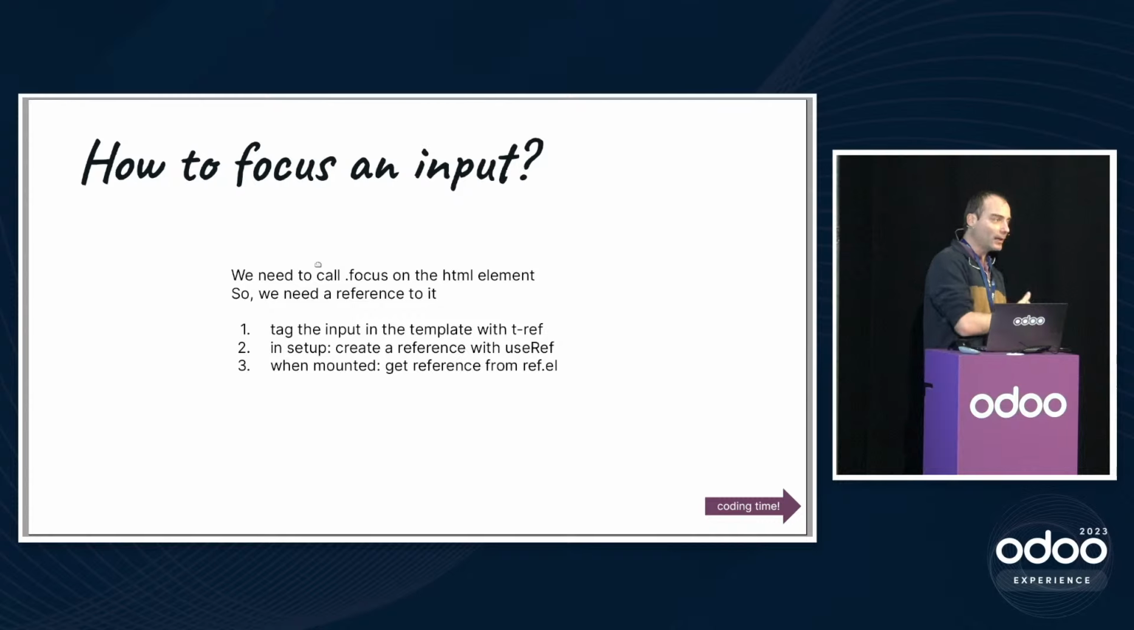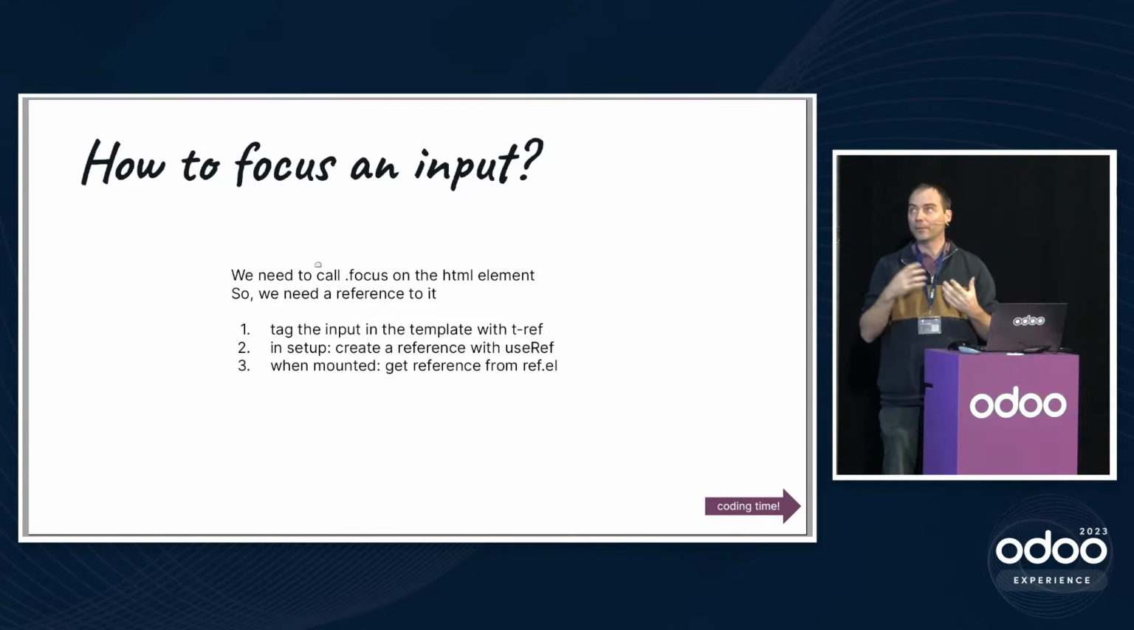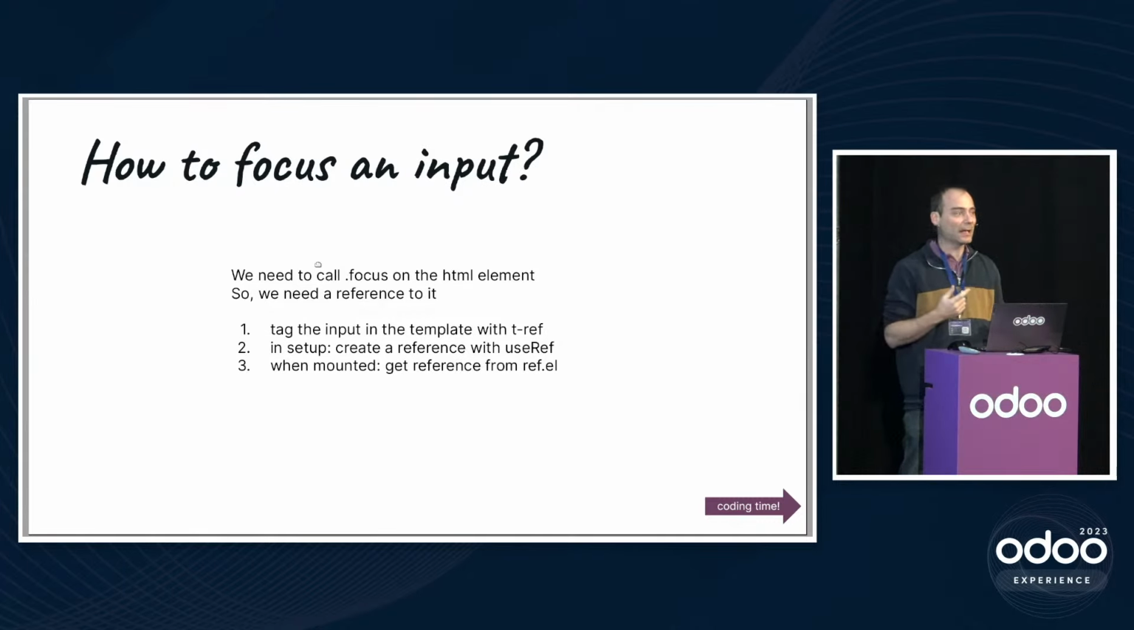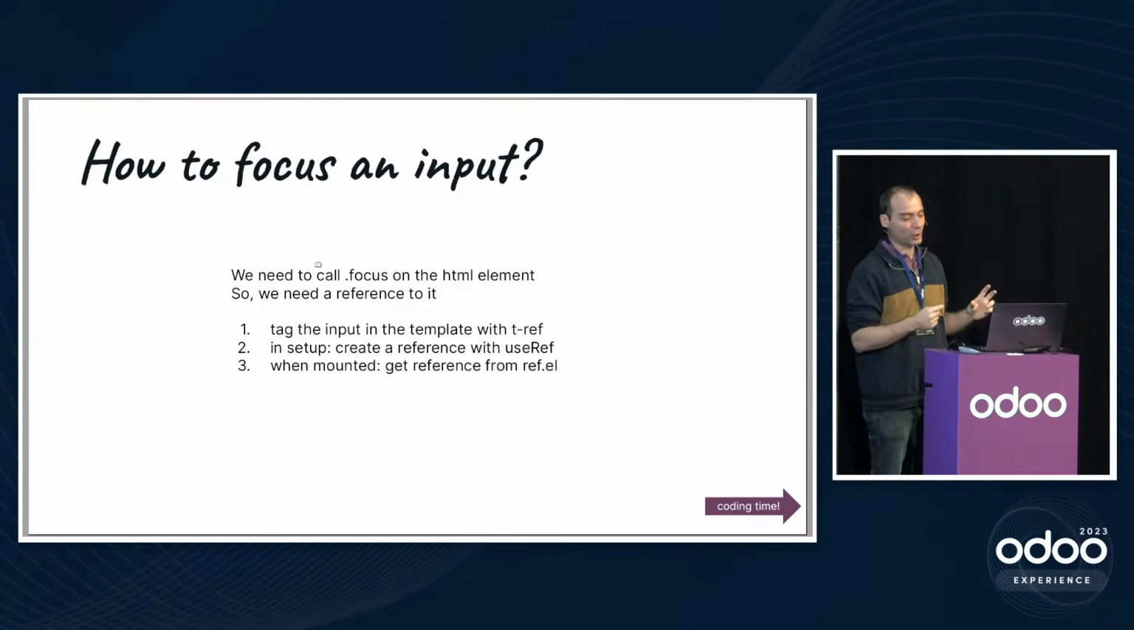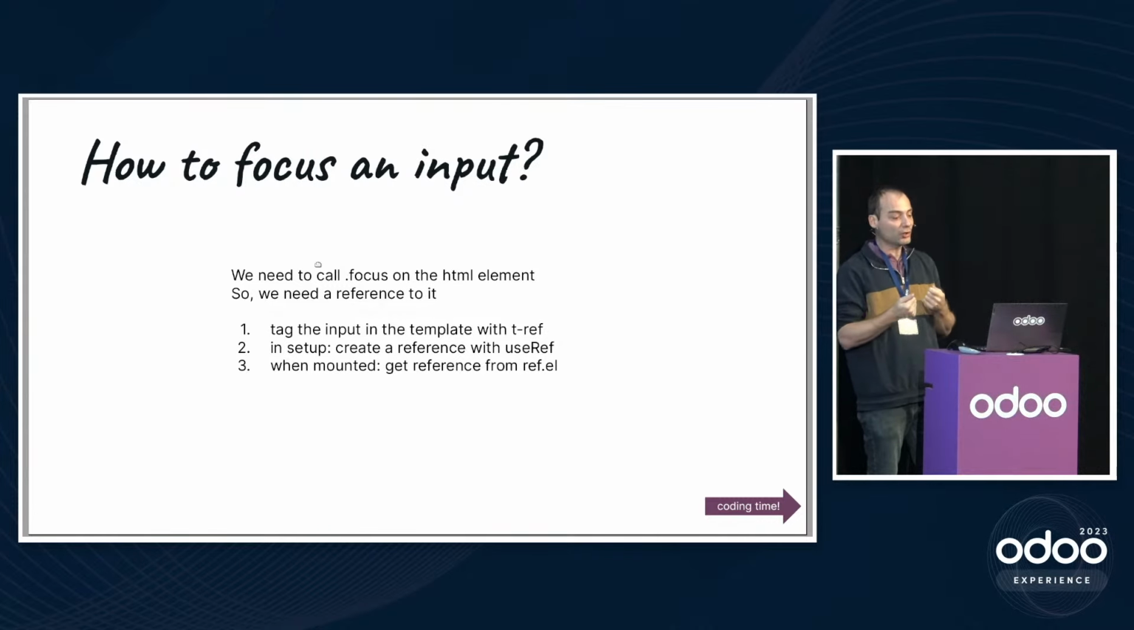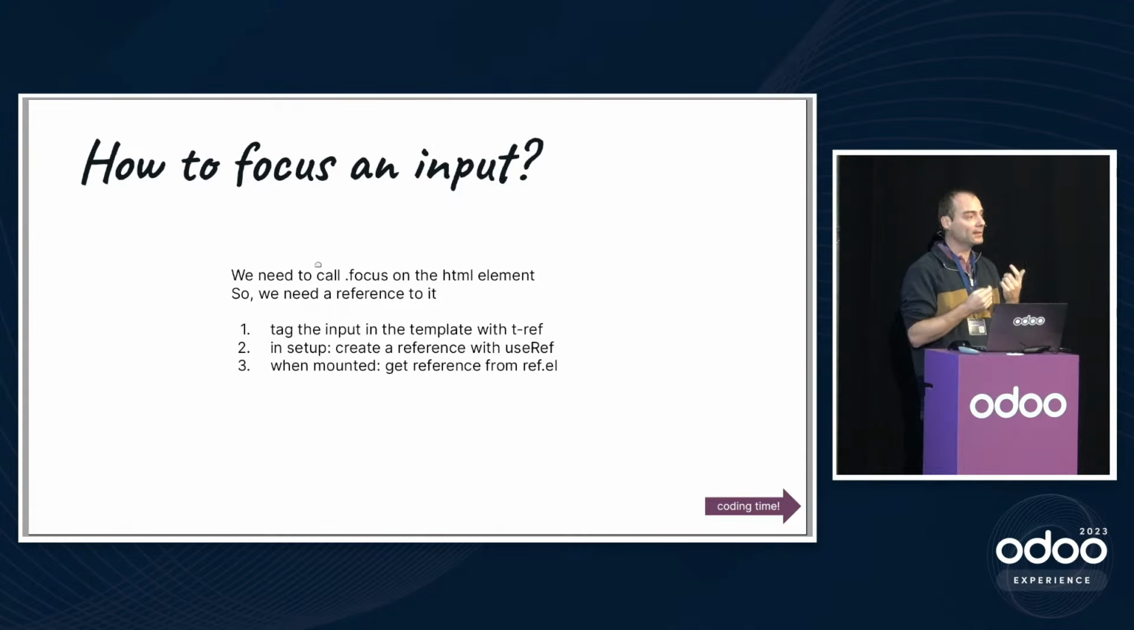Now, let's come back to our initial problem. How can we focus on an input? So it seems like a very simple problem, but it's not so simple because when you are in a setup function, you don't have an HTML element. If you could have a reference to that, well, you could just call the focus method on it. There is a focus method on the input element, and you can just do that. But it does not exist yet, so you cannot call that method, of course.